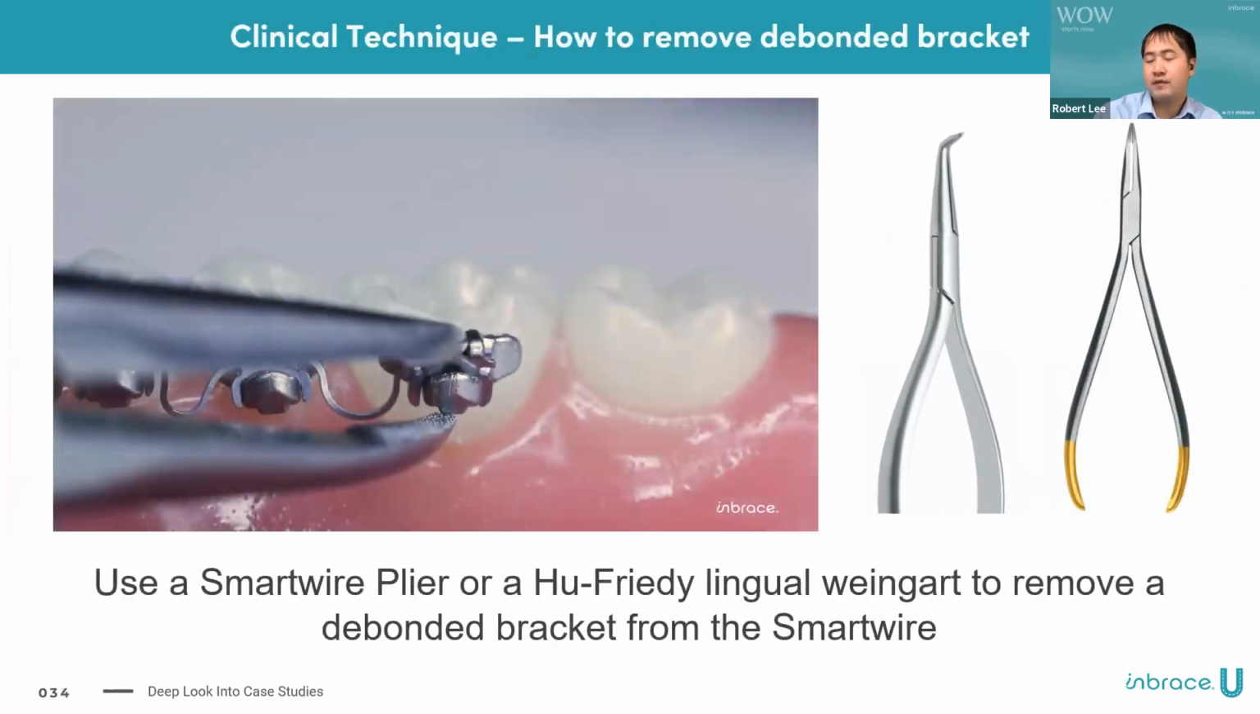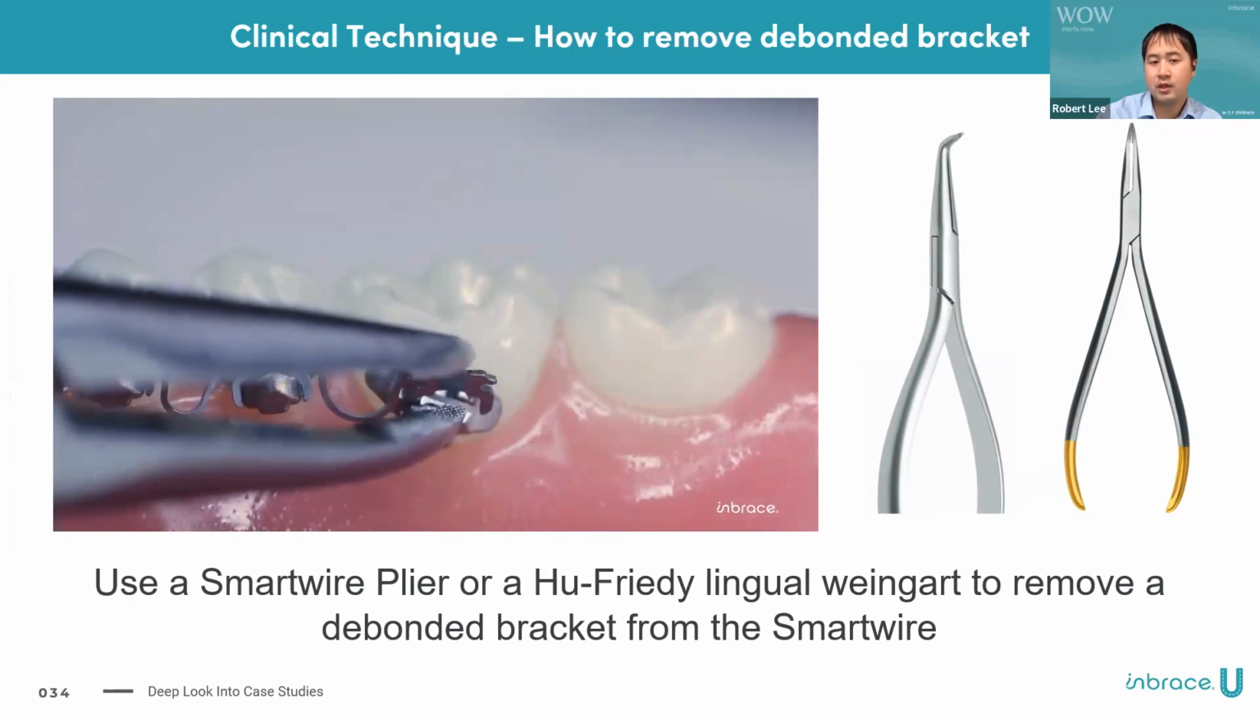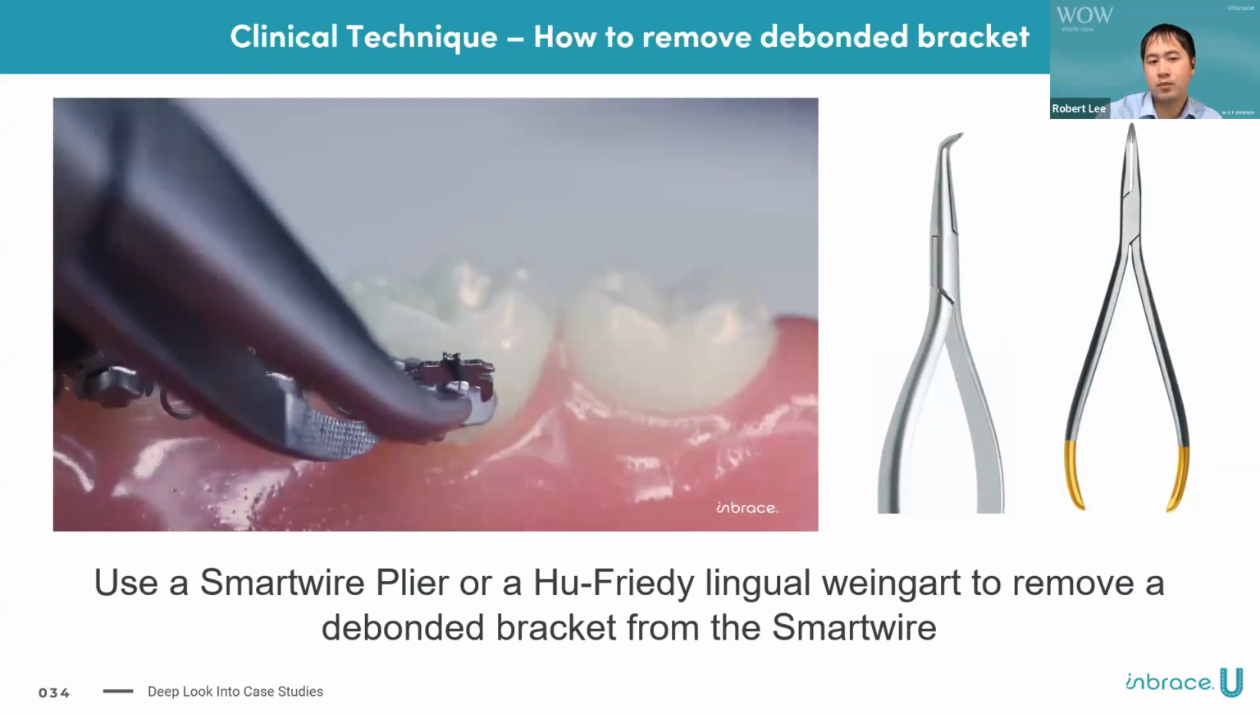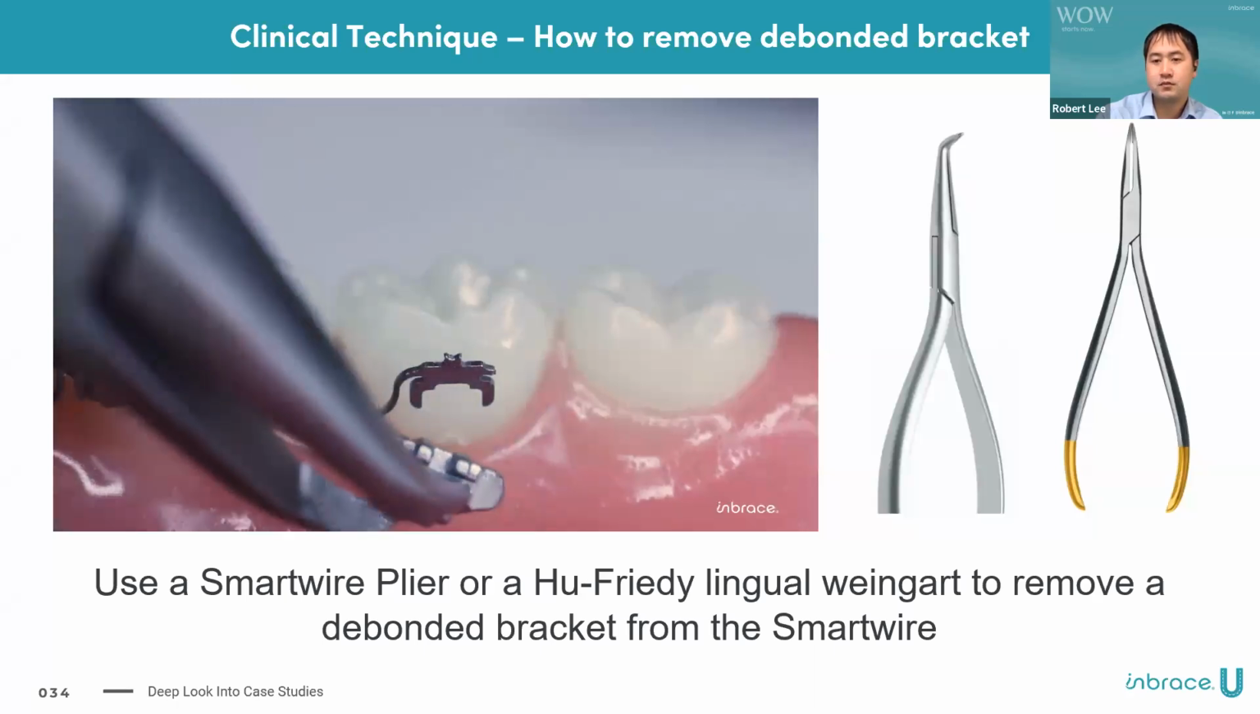When you do have a debonded bracket, say during the rebonding procedure, you can either take the Smartwire plier or a Hu-Friedy lingual Weingart, which is a very thin tip. And then it's very easy just to squeeze and get the bracket off.